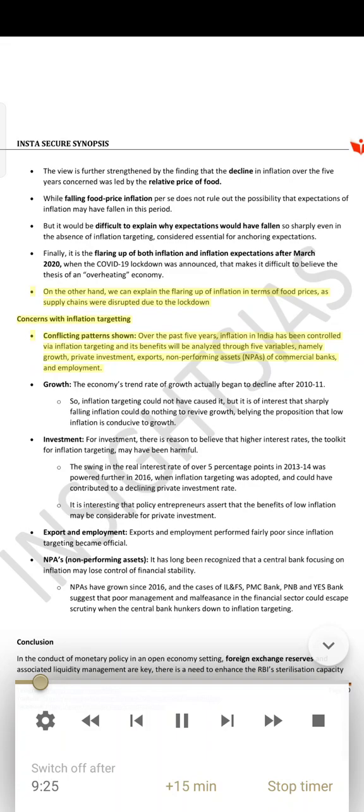Concerns with inflation targeting. Conflicting patterns shown. Over the past 5 years, inflation in India has been controlled via inflation targeting, and its benefits will be analyzed through 5 variables, namely growth, private investment, exports, non-performing assets, NPAs of commercial banks, and employment.